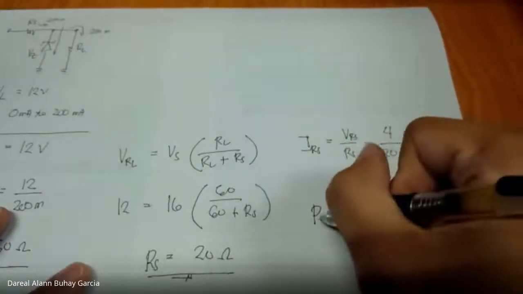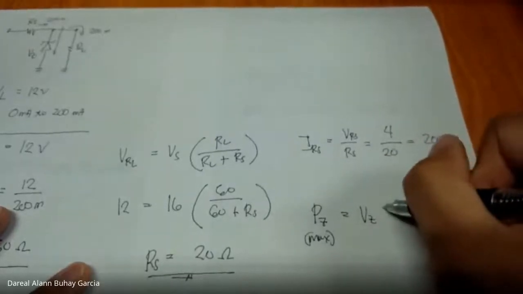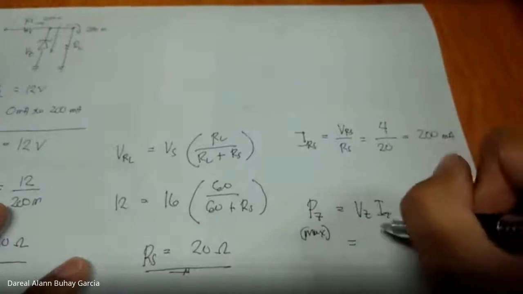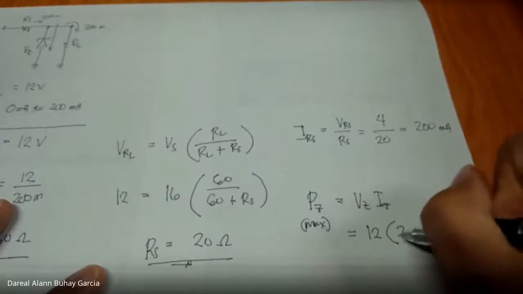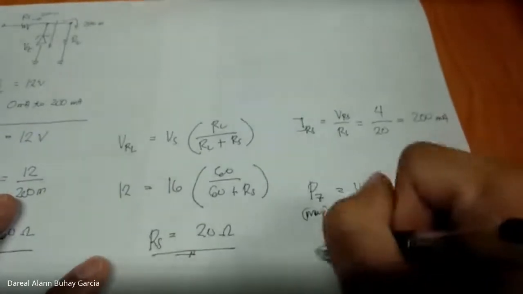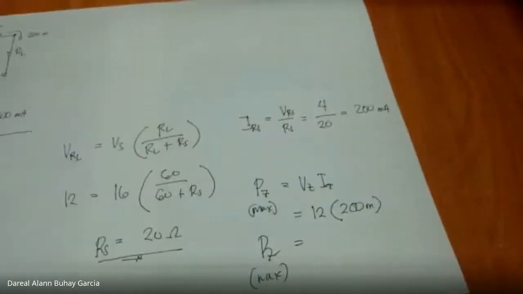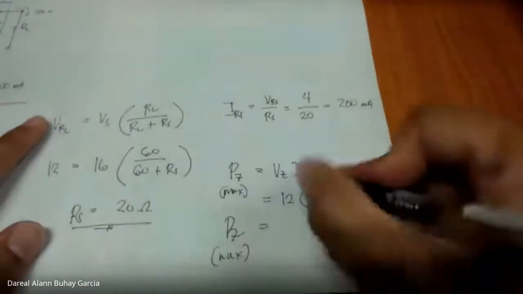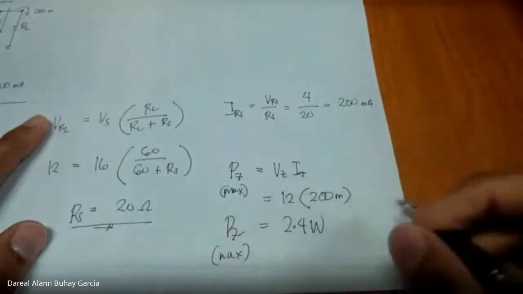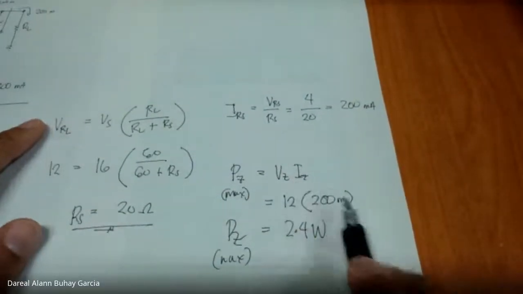For sure, you solve for PZ max based on that. VZ times IZ, if VZ is, of course, 12 volts. 2.4 watts. Okay, that is PZ max, assuming the current in IZ is 200 milliamperes.